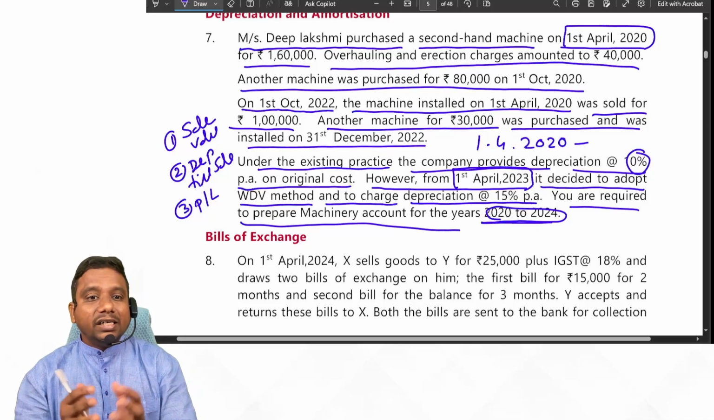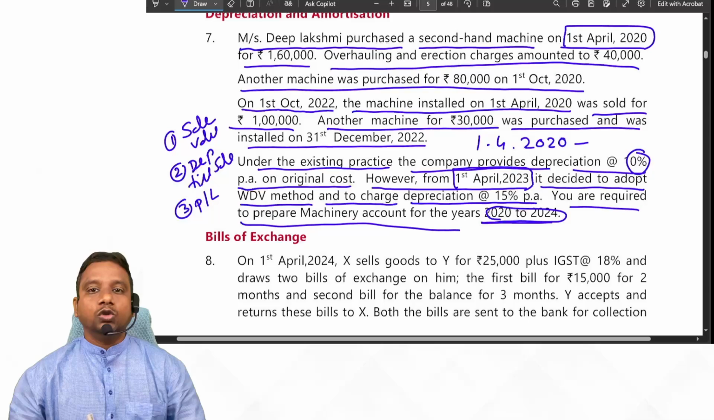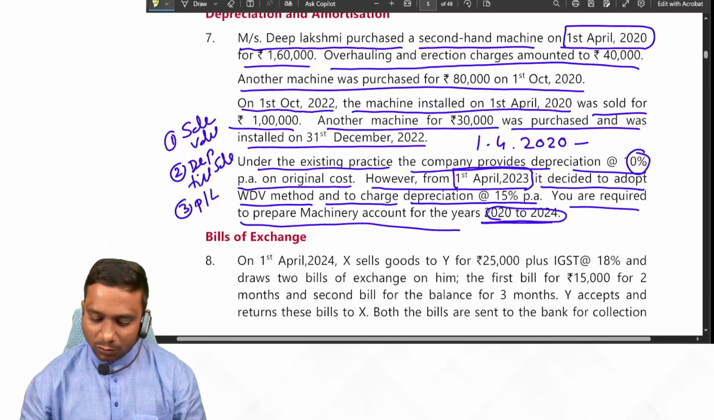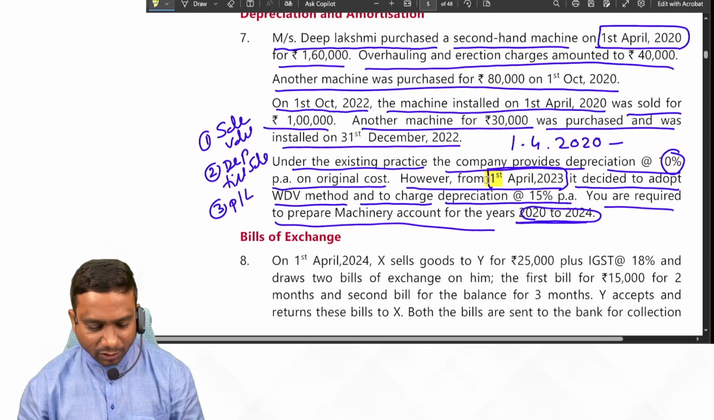Here they didn't say on what date we are closing the books of accounts, but they have given a hint. What is that hint? 1st April.